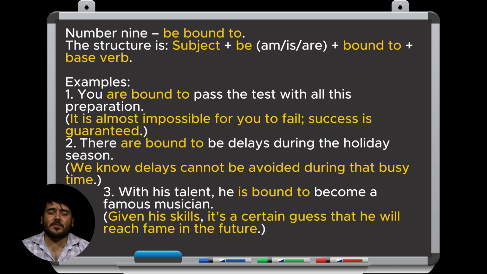Number 9, be bound to. The structure: subject plus be plus bound to plus base verb. Examples: You're bound to pass the test with all this preparation. It is almost impossible for you to fail.